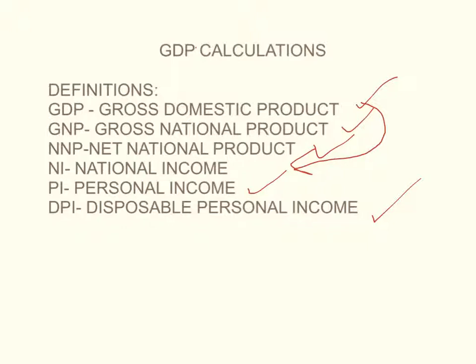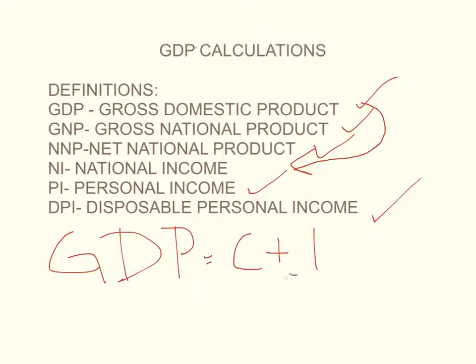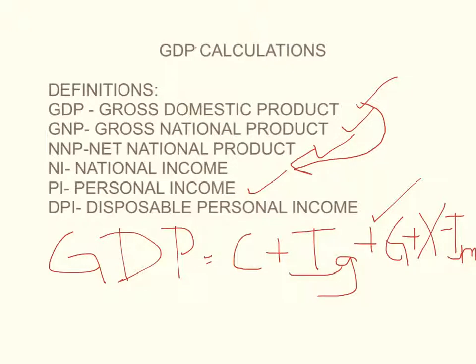So remember, GDP is consumption plus gross private domestic investment. So the gross amount of capital we've invested in the economy, plus government purchases, plus net exports. Exports minus imports is net exports.